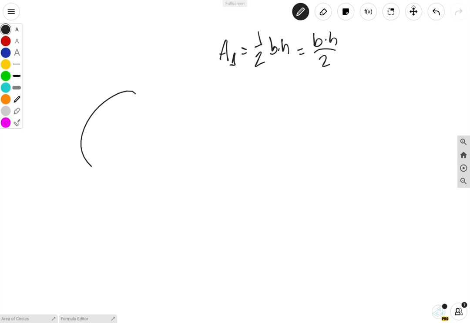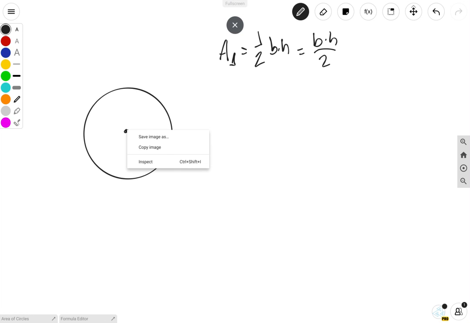Now let's start with a circle here. And let's say there's the center of our circle. From the center to any point on the circle, that distance is called the radius. Now, the distance around a circle, the perimeter, is called circumference. So that red distance around the circle is our circumference.